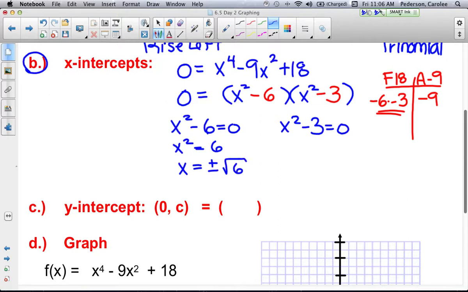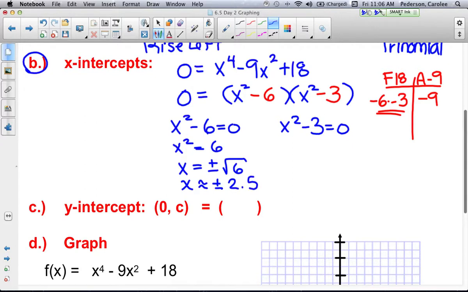You'll want to use a calculator to now answer what that question is so we can graph it later as an x-intercept. So the square root of 6 is approximately 2.4, plus or minus 2.4, so very close to 2.5. So let's just go 2.5.